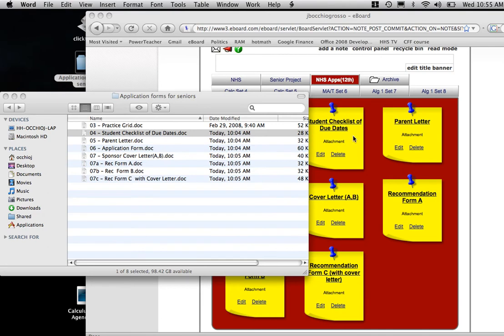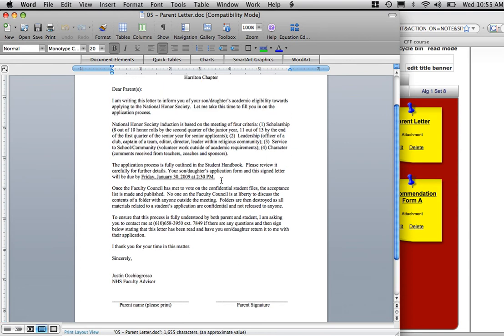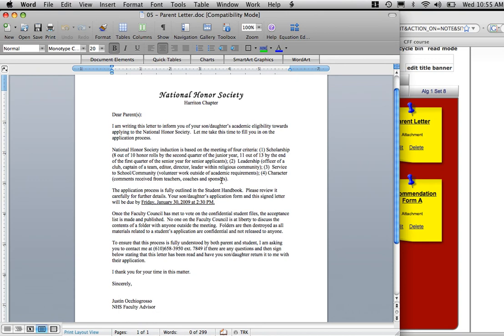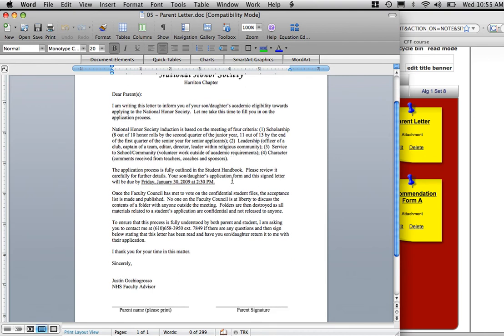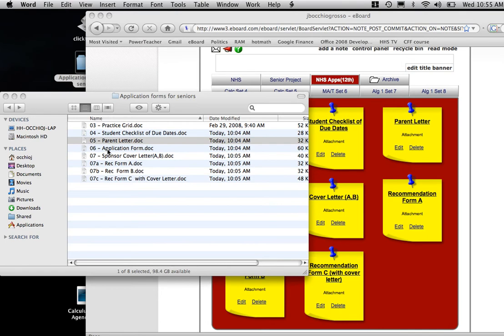The third thing there is the parent letter, and this is just a letter to your parents to state generally what's happening and what the application process is about and what a National Honor Society induction is based on: scholarship, leadership, service, and character. It restates the deadline, and then it gives them a way to contact me. This form needs to be turned in with your application prior to the 30th.